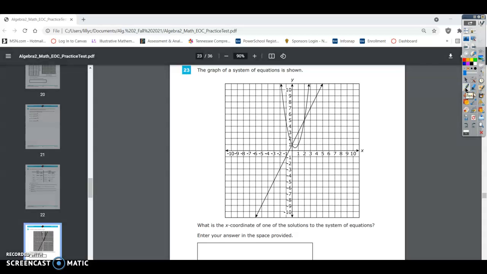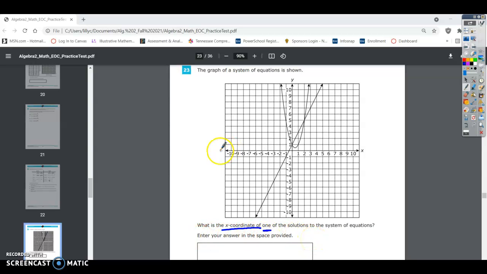Algebra 2 EOC practice test number 23. The graph of a system of equations is shown. All right, so if you look, you can see a quadratic and you can see a linear equation here. What is the x-coordinate of one of the solutions of the system? Enter your answer in the space provided.